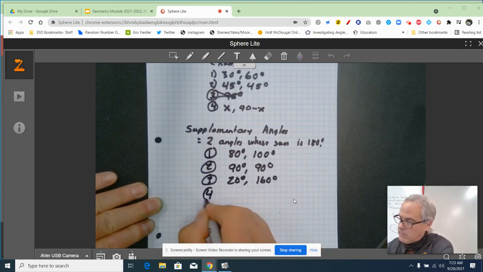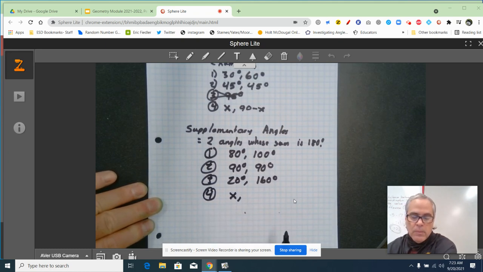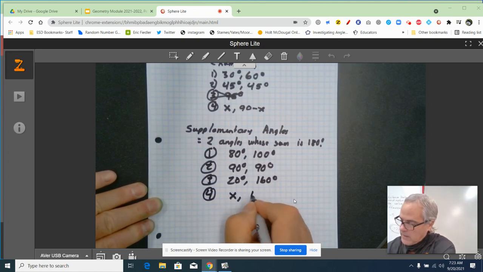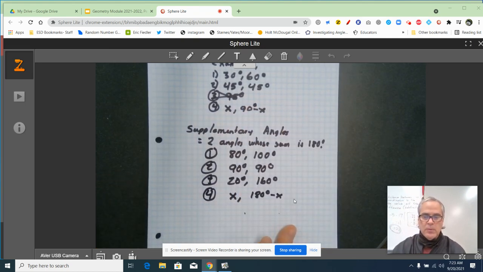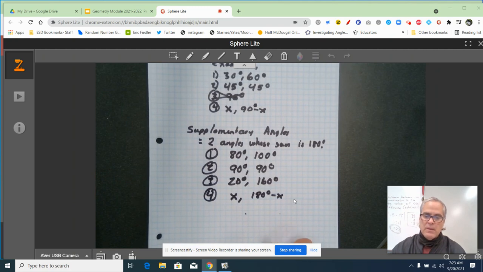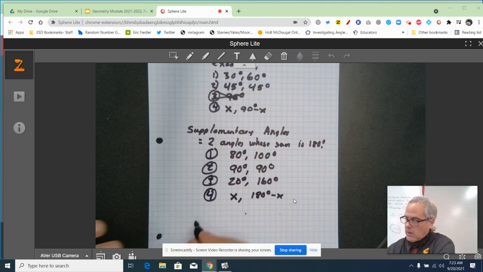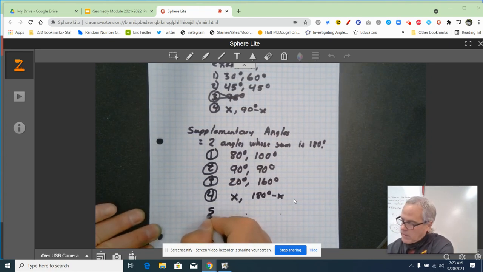So just take whatever angle I give you and subtract it from 180. Well, here we go again. There's the stumper. What about x? Well, 180 minus x is a perfectly acceptable answer. We can get more fancy with that, but just remember, if you subtract it from 180, you can't go wrong. Let me show you one other one really quick.